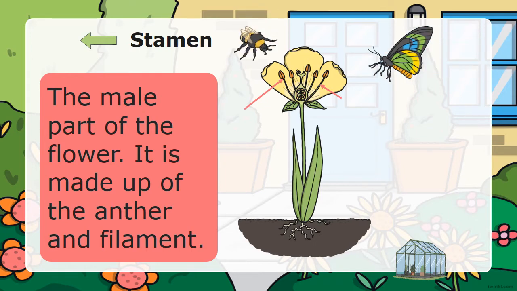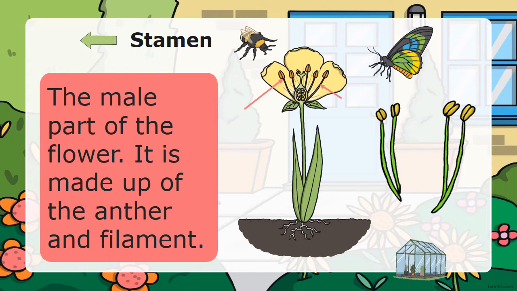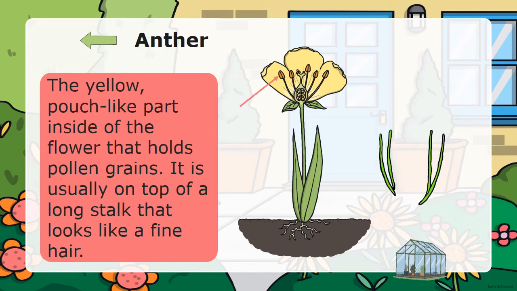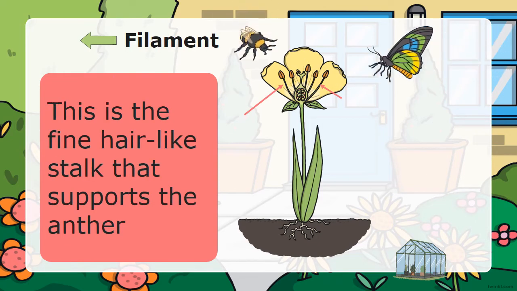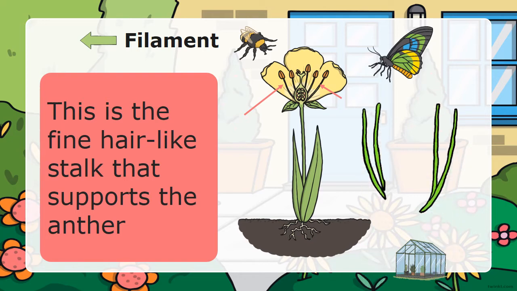The stamen. The male part of the flower, it is made up of the anther and the filament. The anther. The yellow pouch-like part inside of the flower that holds pollen grains. It is usually on top of a long stalk that looks like a fine hair. The filament. This is the fine hair-like stalk that supports the anther.